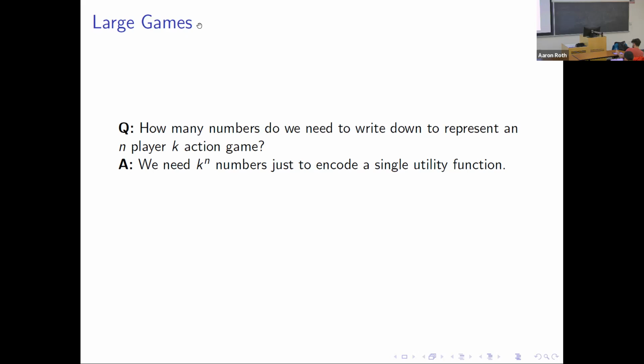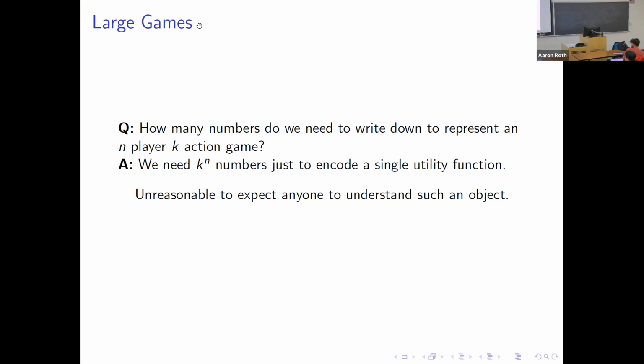Well, each player can choose one of k actions independently of one another, and there's n players, so there's k to the n of these. Right, so k to the n numbers just to tell you one player's utility function. And then I'd have to do this n times to tell you all of the players' utility functions. That would define the game. And this would just be like an unreasonable object.